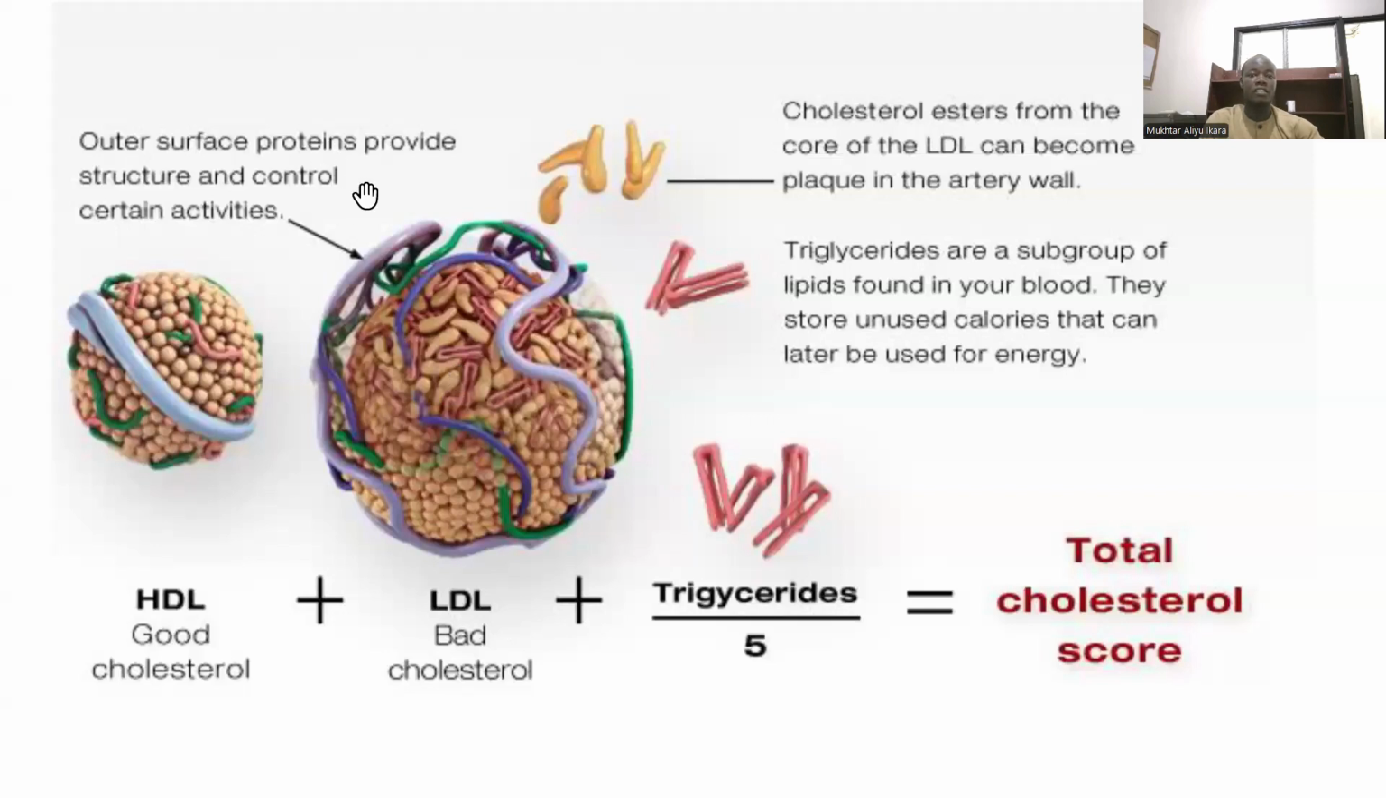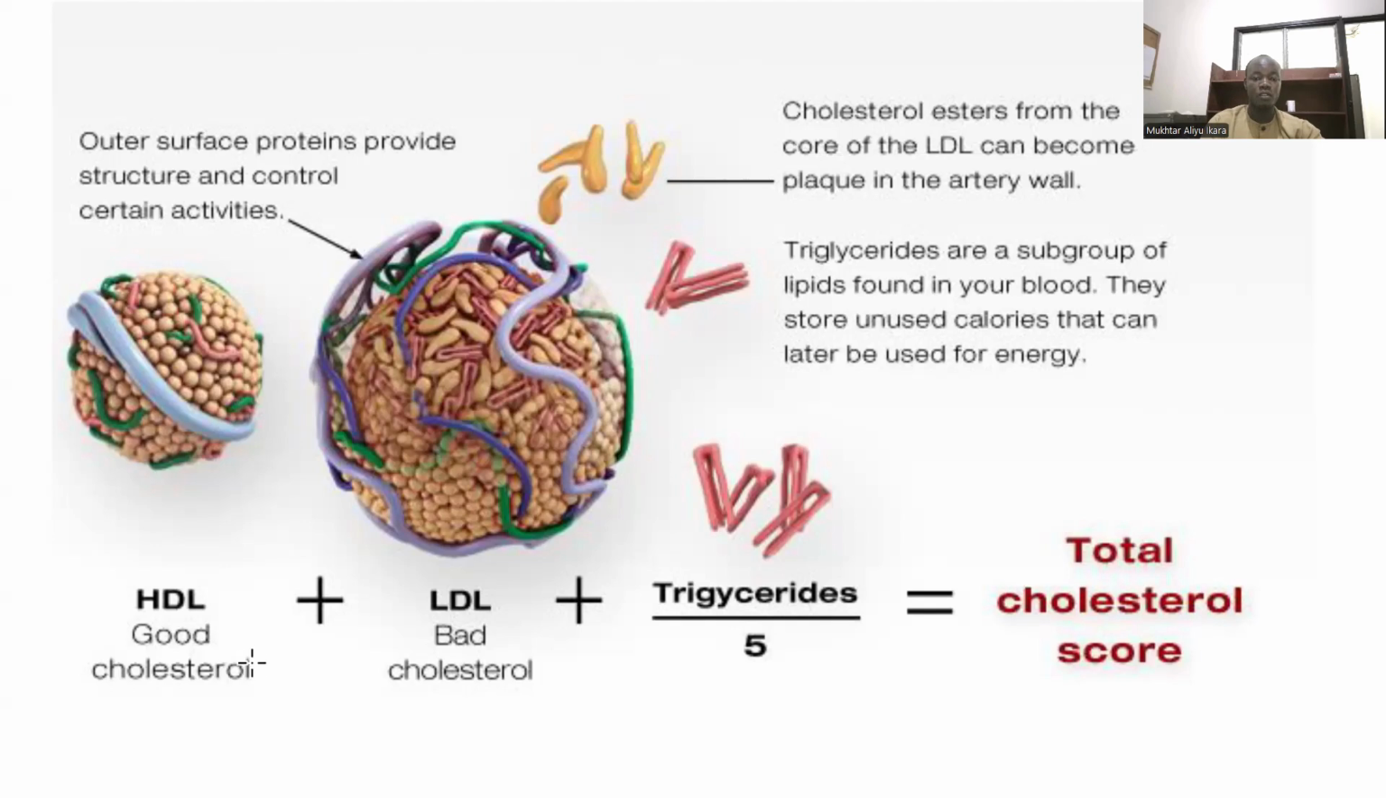The next thing is that cholesterol esters from the core of the LDL can actually become a plaque in the wall of the artery. Yes, there is cholesterol in the LDL. Now, triglycerides are a subgroup of lipid found in your blood. They store unused calories that can later be used for energy. It's a class of lipid that is usually stored in adipose tissue, adrenal gland, testes, and ovary for future use, for energy generation.